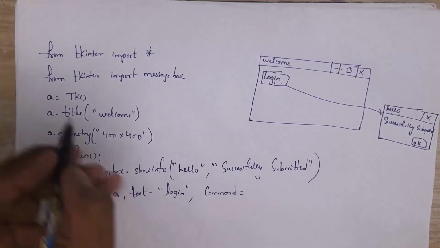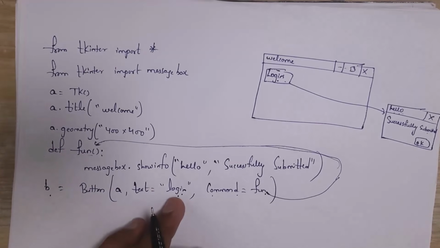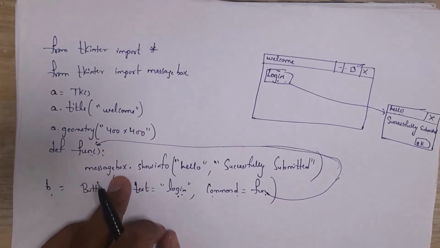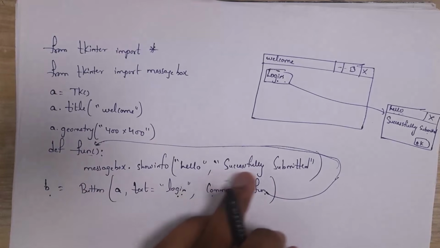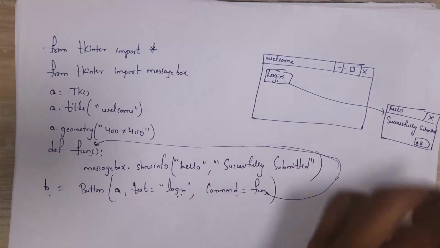Command equal to my function name, which is fun. So just write here fun. Whenever I click on this login button, it will go to this function. This function contains a message box. That message box title is hello and the message is successfully submitted. So whenever I click on this button, it will display this message.